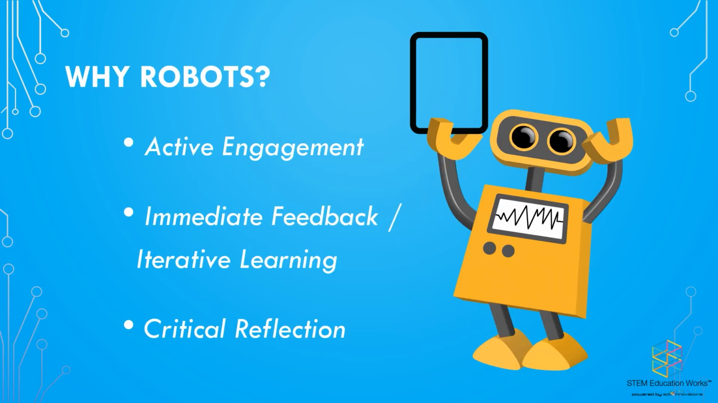Now that I've introduced you to both me and my sidekick, the Dobot, let me bring up, why are we using robots to teach computer science and coding in the first place? I would say there's three main reasons. Why robots? Well, number one, active engagement. Number two, immediate feedback and iterative learning. And lastly, critical reflection. I'm a big believer in using physical hardware to teach kids how to program, as an aid so that they can make sense of what their code is doing and look at the results of their code in three-dimensional space rather than simply looking at their computer screen.